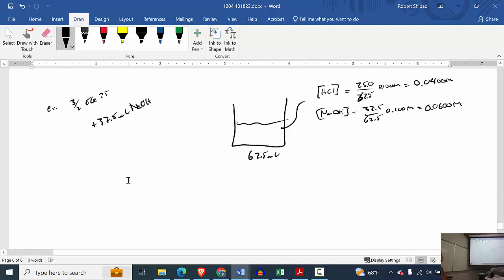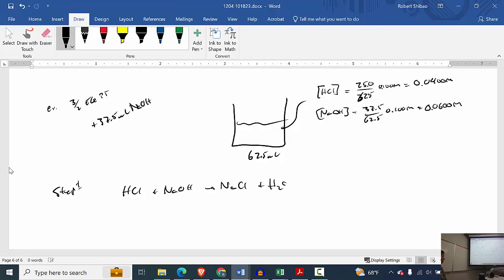All right, now we're just going to do step one. Step one, take the strong acid HCl and the strong base NaOH. Initial HCl is 0.0400. Initial NaOH is 0.0600. The limiting reagent now is the acid. We'll see all of that. We'll end up with about 0.0200.